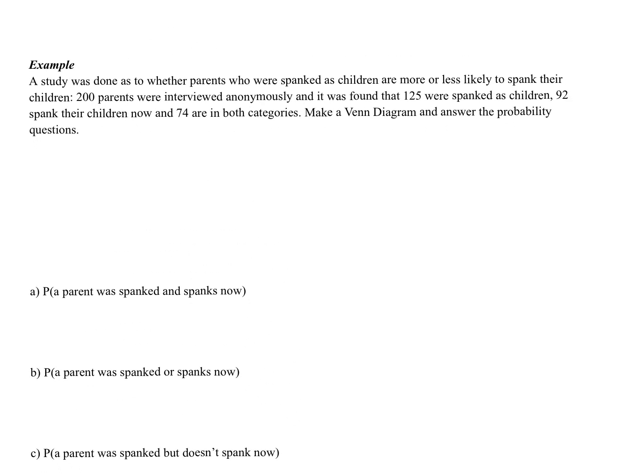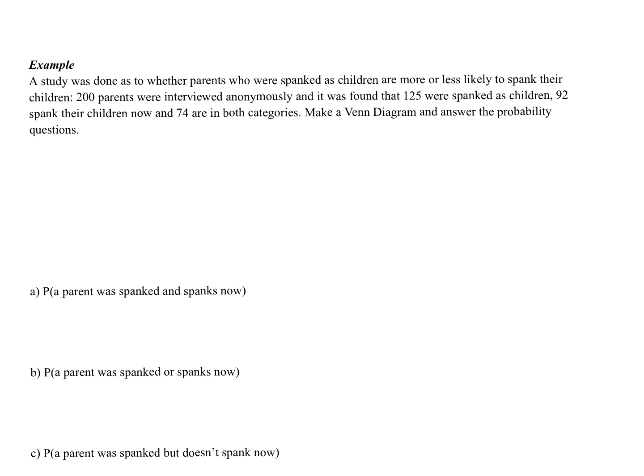So a study was done as to whether parents who were spanked as children are more or less likely to spank their own children. 200 parents were interviewed anonymously, and it was found that 125 were spanked as children, 92 spank their children now, and 74 are in both categories. We want to make a Venn diagram, and then we're going to answer our probability questions.